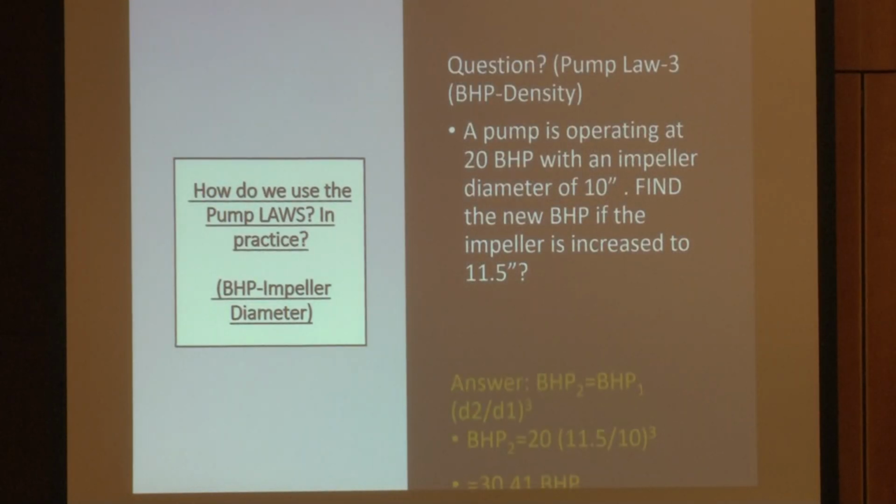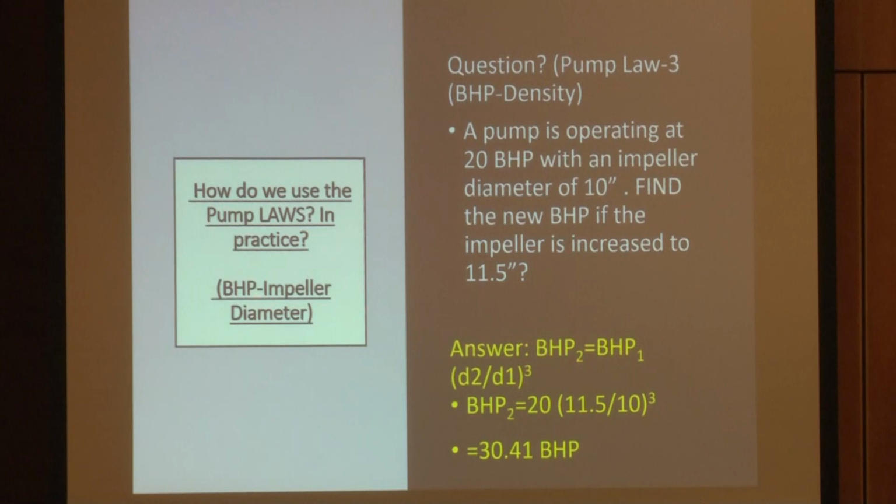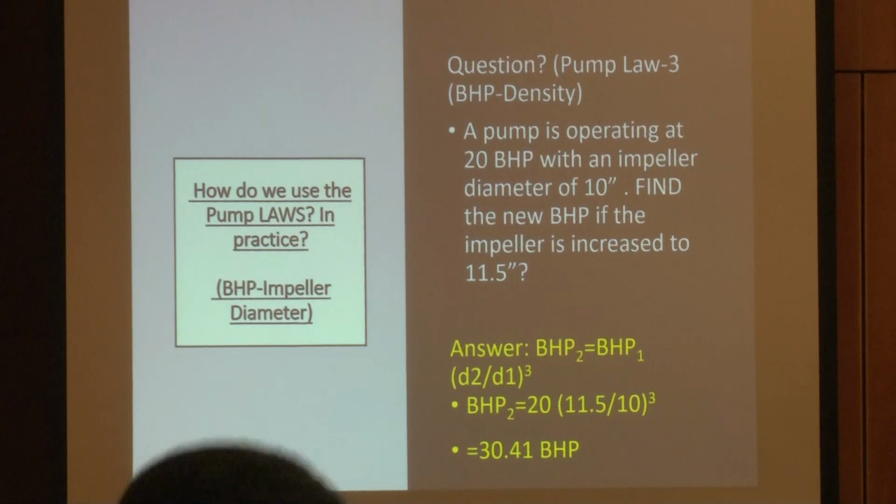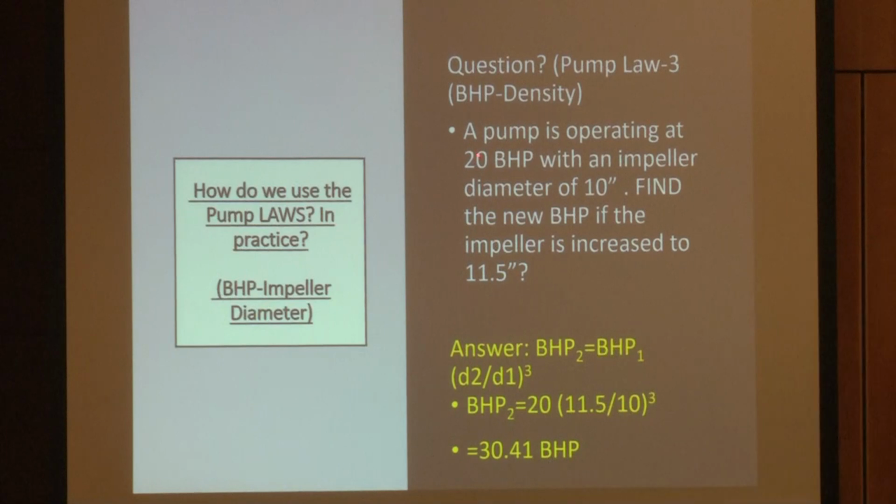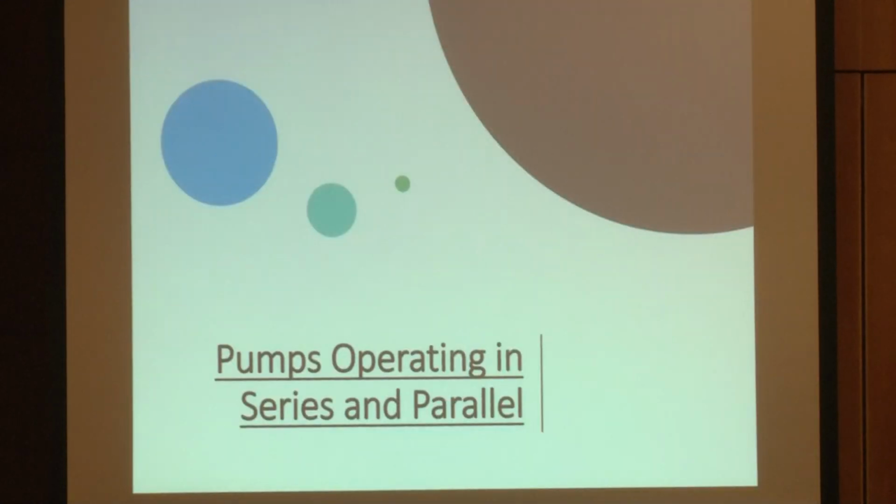Another way we use it is the impeller diameter. The impeller of a pump is the same as the sheave, the diameter of the sheave. Very similar formula. The pump operates at 20 brake horsepower with an impeller of 10 inches. Find the new brake horsepower, use the formula, and you come up with it right away.